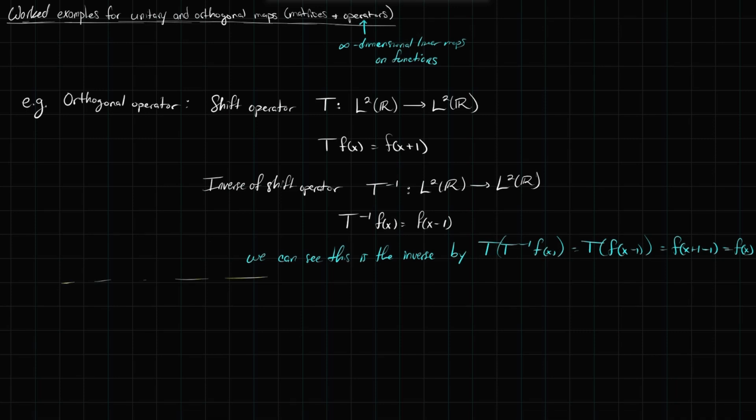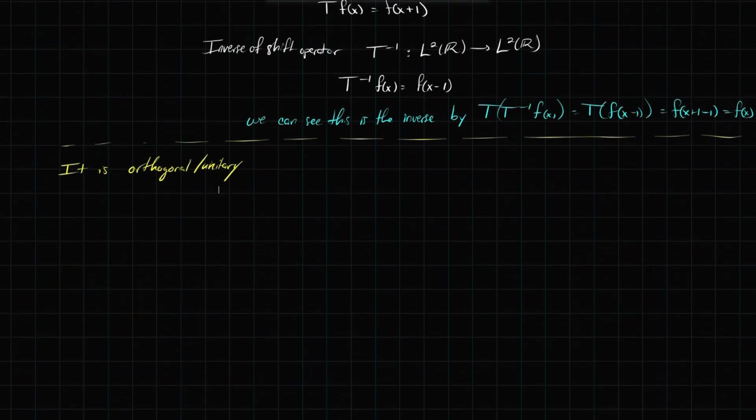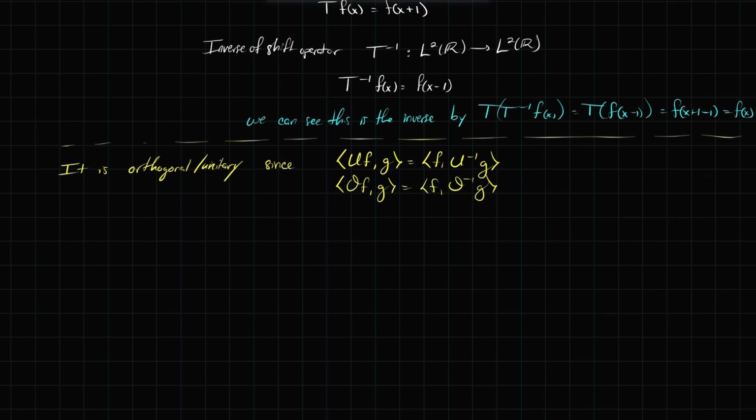Well, let's see why it's unitary or orthogonal. It is orthogonal or unitary, it kind of depends on if you want to allow complex valued functions or just real valued functions. Let's recall what I was saying before, you want a unitary map of an inner product of functions to be the inner product of f with U inverse on g. Same with orthogonal, right? The inner product of orthogonal on f, g is f with orthogonal inverse on g.